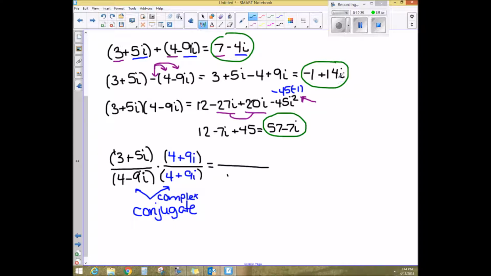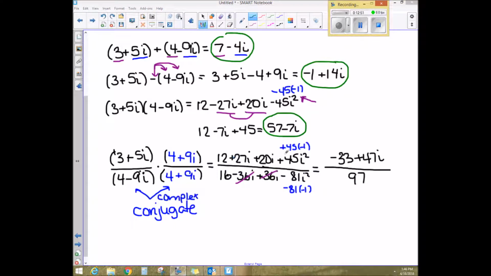I'm going to pause the video for a minute and write out the rest of the steps. And so I want you to do the same. Pause it here and FOIL the top and FOIL the bottom. See what happens. And if you don't pause it right here, the answer is just going to pop up here in just a second.